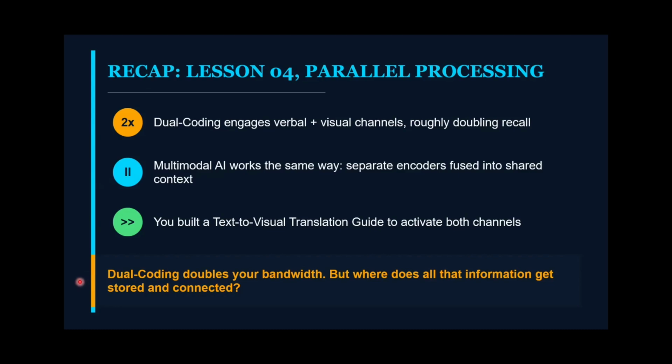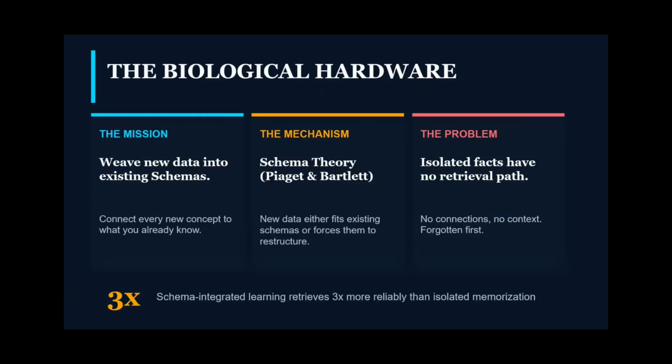A quick side note, just to reinforce parallel processing before we jump into the new lesson. Dual coding doubles our bandwidth, but you have to think about where all of that information gets stored. Now, instead of 4 lanes, we have an 8-lane highway. All that information is coming into our brains. Well, where is it going? That's going to lead us into what we're talking about tonight, and that is the knowledge graph.